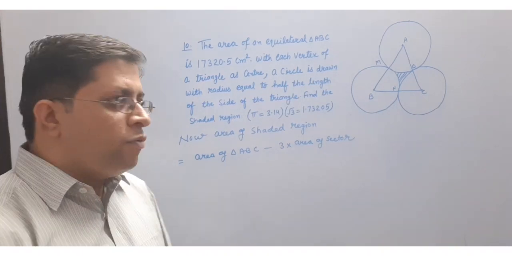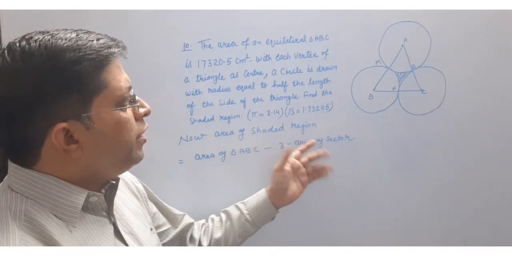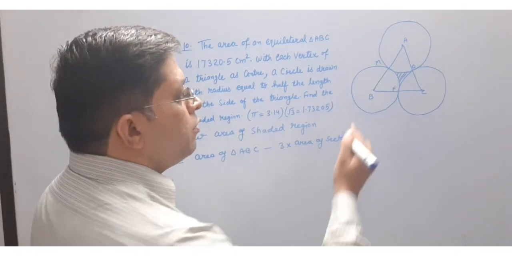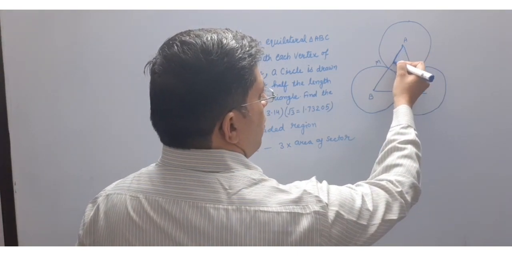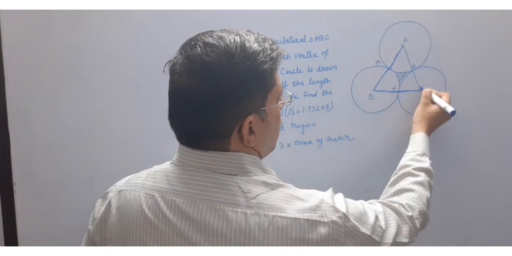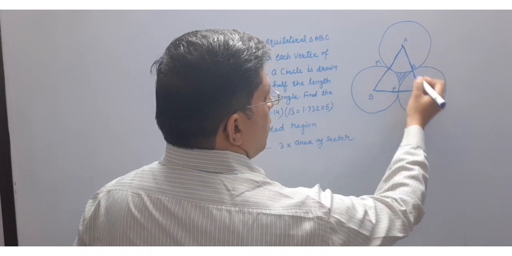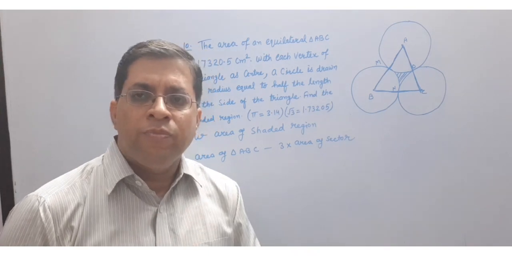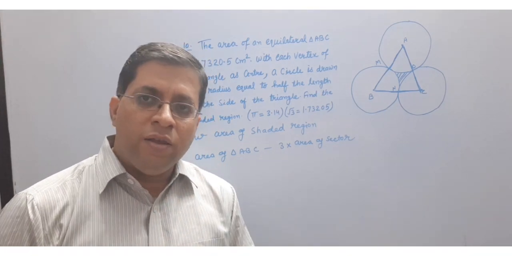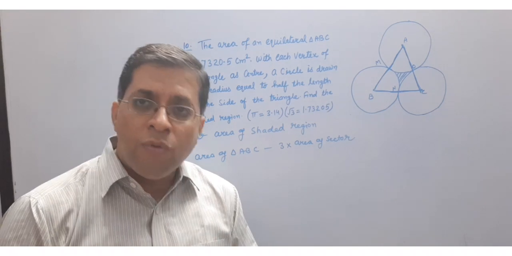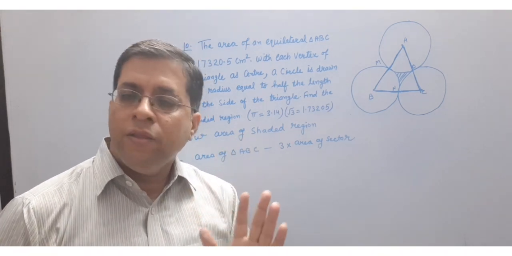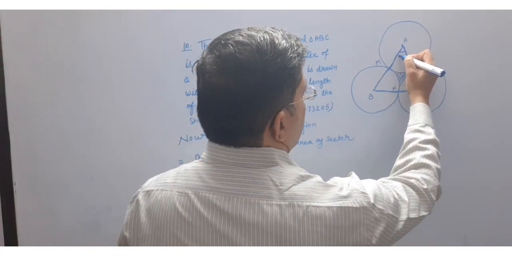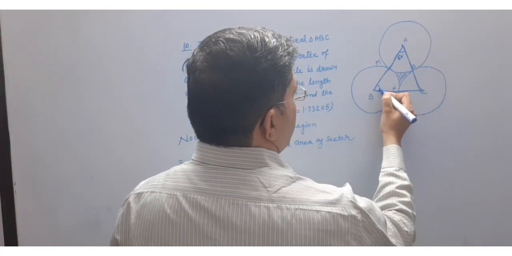Yes, now the second part, what you have to find out? Area of shaded region. This shaded region you have to find out. Now concentrate on it. See here. We have this figure, this triangle, no? This is your equilateral triangle, it is given to you. And each interior angle of equilateral triangle is 60 degree, that we all know.